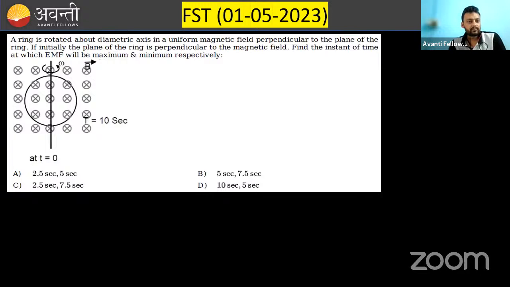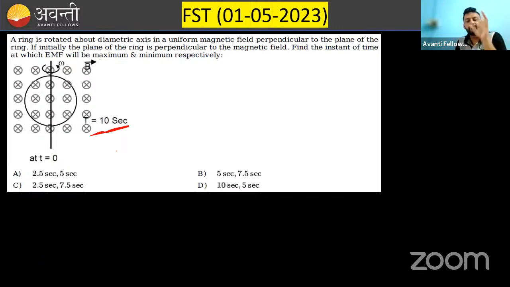Another question. A ring is rotated about a diametric axis, which is given by omega, in a uniform magnetic field perpendicular to the plane of the ring. If initially the plane of the ring is perpendicular to the magnetic field, find the instant of time at which EMF will be maximum. The time period of rotation is given as 10 seconds according to the question. Now listen to me.